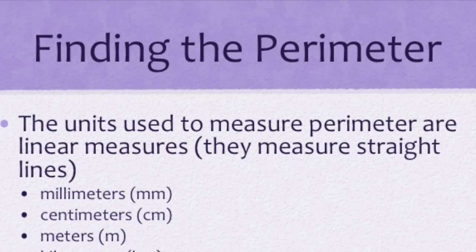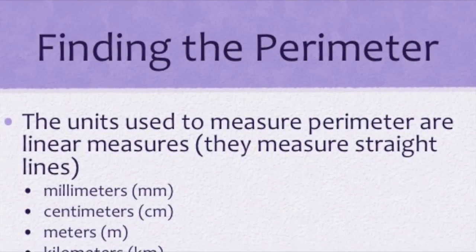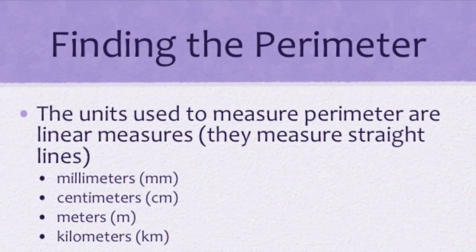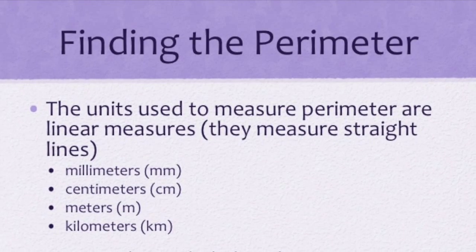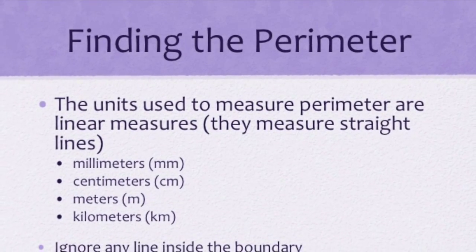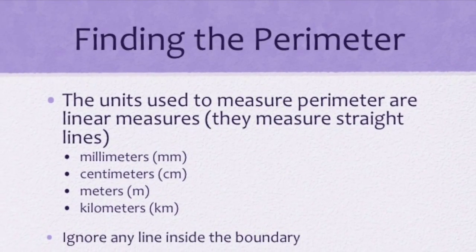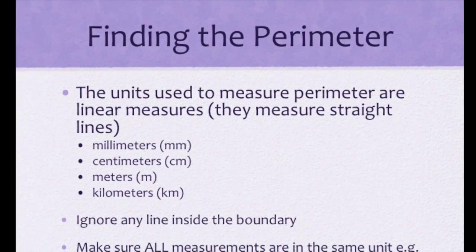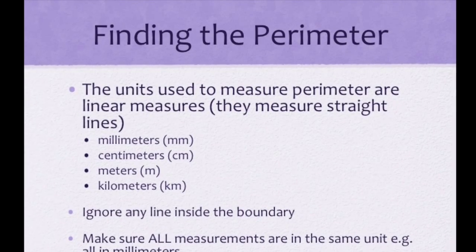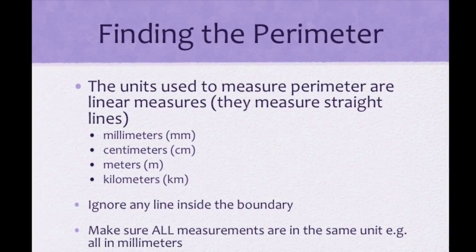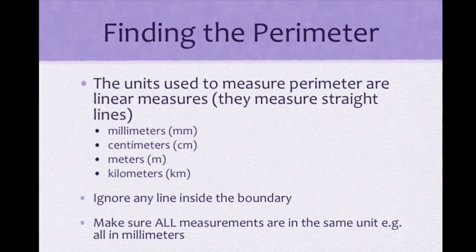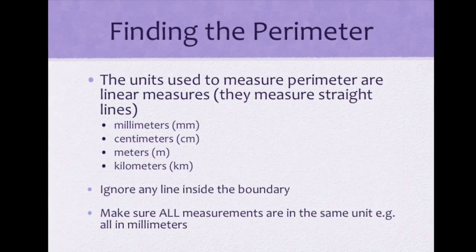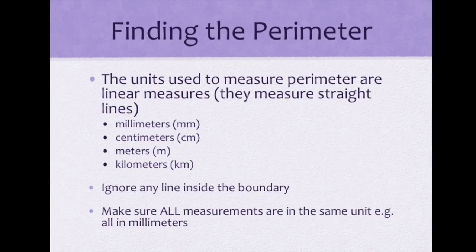As perimeter deals with length, we're only going to be using millimetres, centimetres, metres and kilometres. Ignore any line that's inside the boundary. The most important information that you need to remember when looking at perimeter is that you need to make sure that all the measurements are in the same unit. For example, make sure that all the measurements are in millimetres, and if not, convert them to the same unit. Pause the video now and make special note of this. Make sure all measurements are in the same unit. Pause the video now, please.